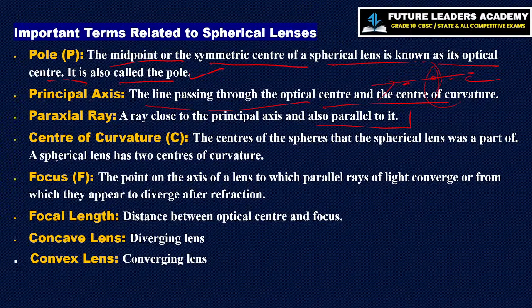So the center of curvature, C. The center of the sphere that the spherical lens was a part of. The spherical lens has two centers of curvature, one on this side and one on that side. Then the focus point: the point on the axis of a lens from which the rays appear to diverge after refraction.